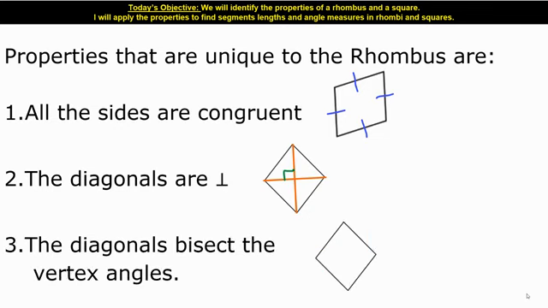3, the diagonals bisect the vertex angles. This is the first time we have talked about the diagonals affecting an angle. When I draw this first diagonal in, it's going to divide this one angle into two congruent angles. Because angles across from each other in parallelograms are congruent, the two angles across from these two are also the same measure. That's true for both sets of angles.